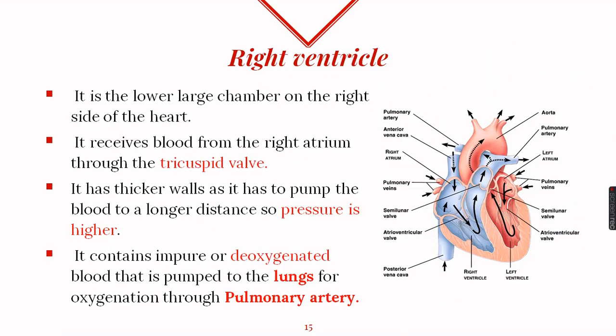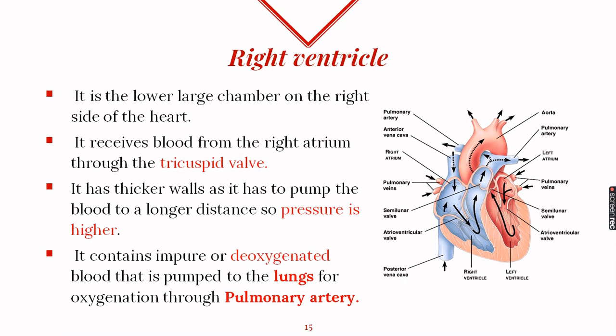Deoxygenated blood from the right atrium is pumped into the right ventricle through the tricuspid valve. As soon as blood enters the right ventricle, the tricuspid valve closes so as to prevent any backflow of the blood. The function of the right ventricle is to get the blood oxygenated, so it sends the blood to the lungs. For that, the walls of the right ventricle contract and blood is taken to the lungs with the help of an artery called the pulmonary artery.